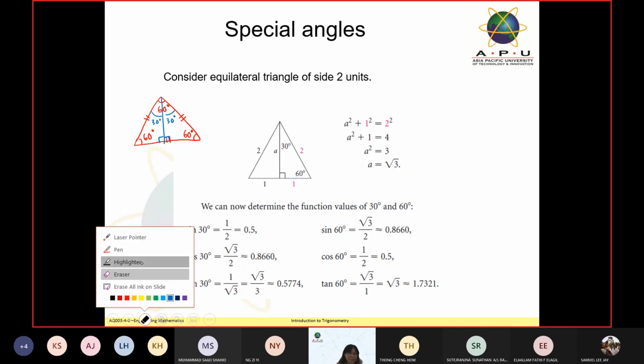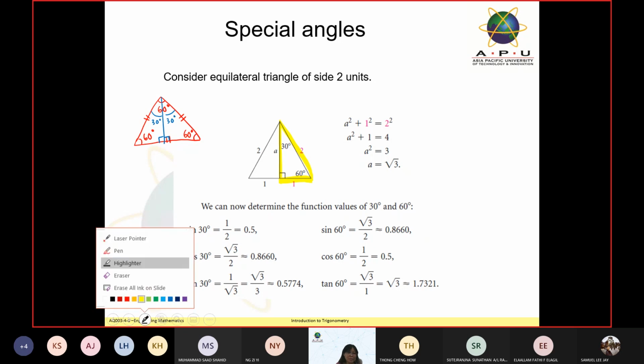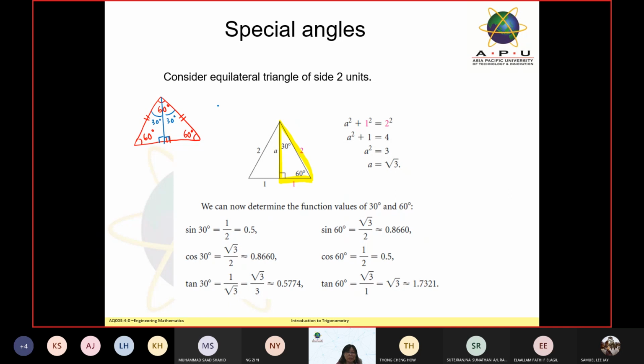Okay, now let's consider this triangle. Since just now we split it into half, let's say we have equal sides: 2, 2, 2. This one also 2. So that means each half will be 1 and also 1. Now we have a 2 and 1. Then how about the side here? What is the height here?